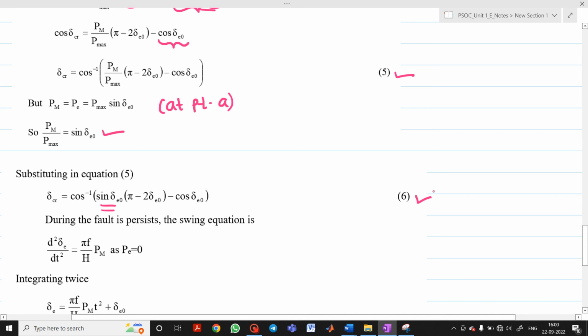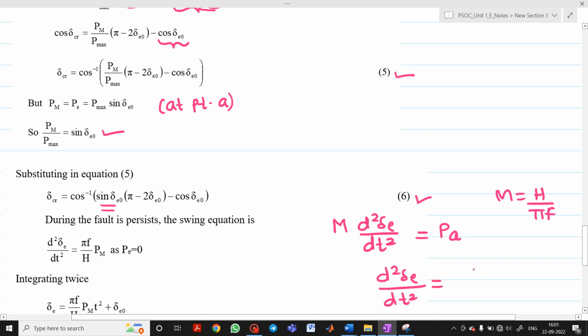Now we know the swing equation. What is the swing equation? It is M d square delta upon dt square will be equal to PM minus PE, or I will write it as PA. And you know what is M? M equal to GH upon pi f, or H upon pi f. So I can write it as d square delta upon dt square will be equal to pi f upon H, because I have shifted this M to this side.